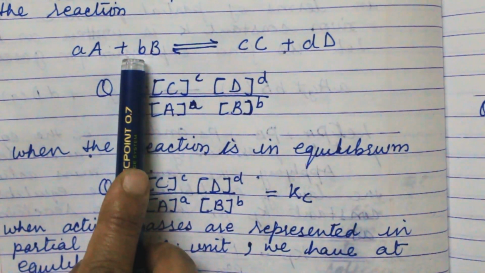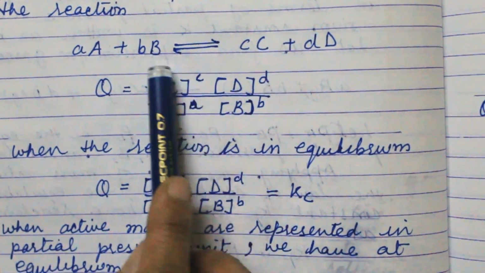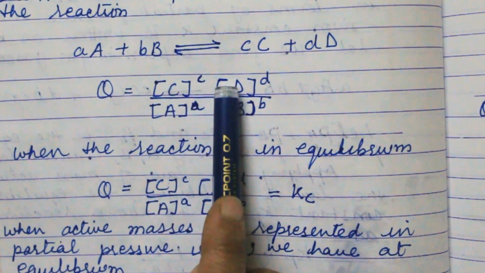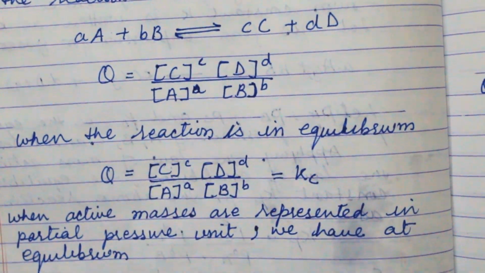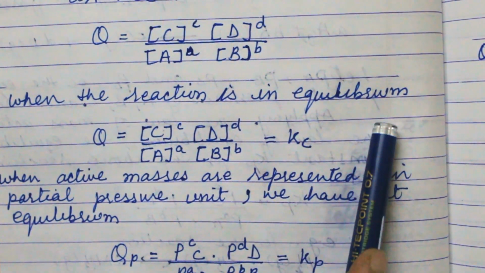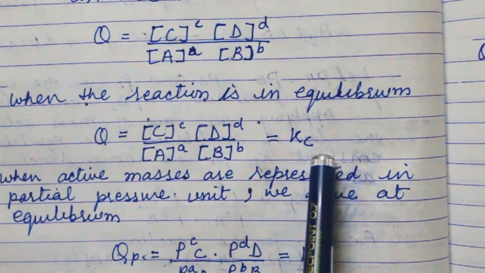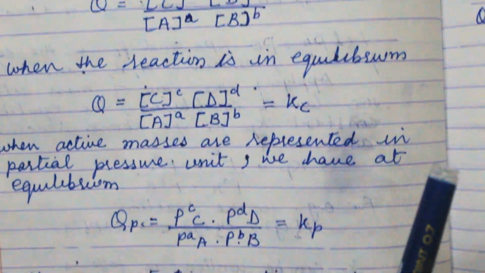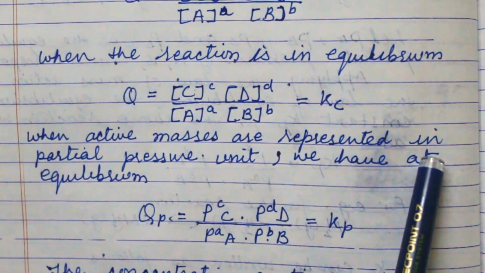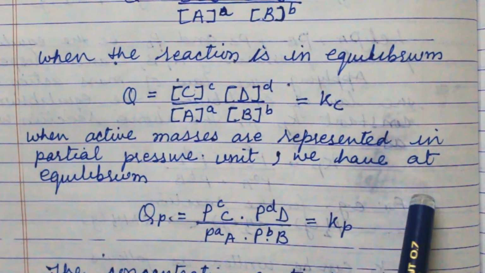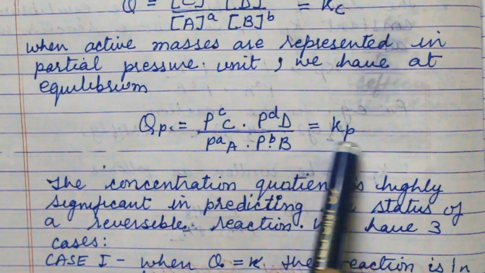Small a and small b are the stoichiometric coefficients, which act as powers when we take the ratio like this. C is to the power c, D is to the power d, A is to the power a, and B is to the power b, as we have studied earlier. When the reaction is in equilibrium, all these things are equal to Kc. When the active masses are represented in partial pressure units, at equilibrium Qp, that is partial pressure of gas, is equal to Kp.